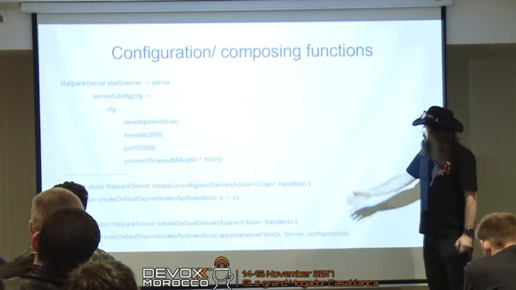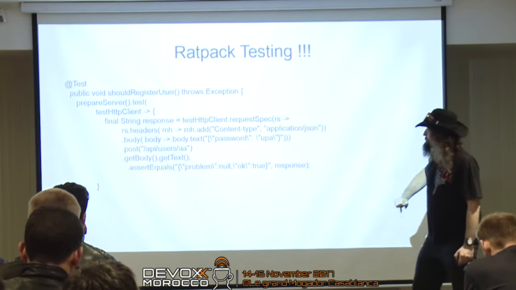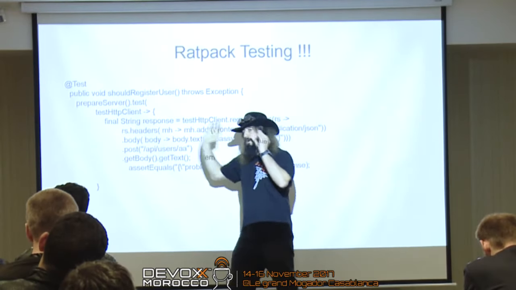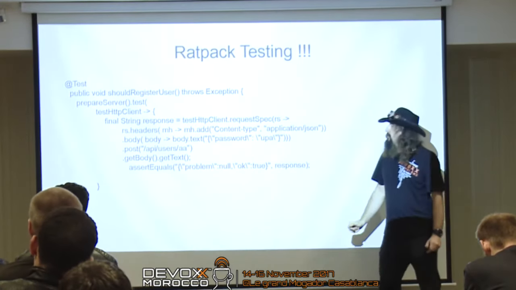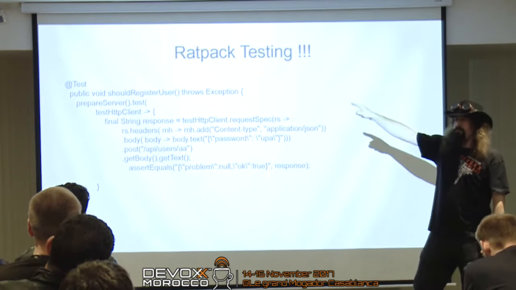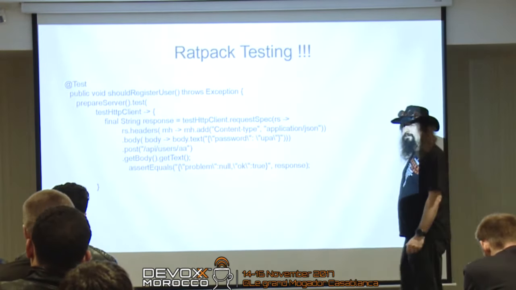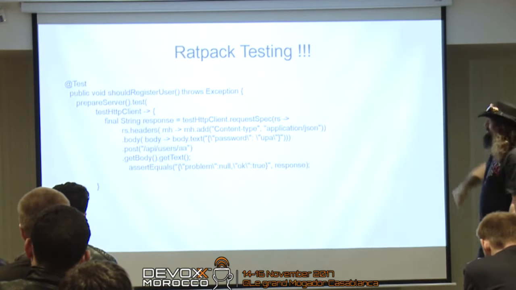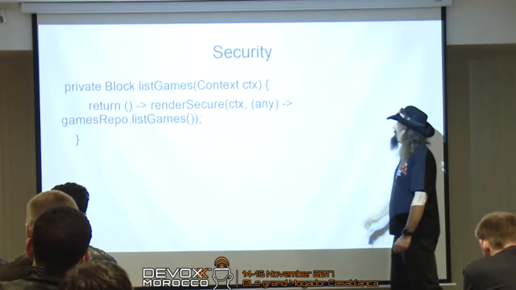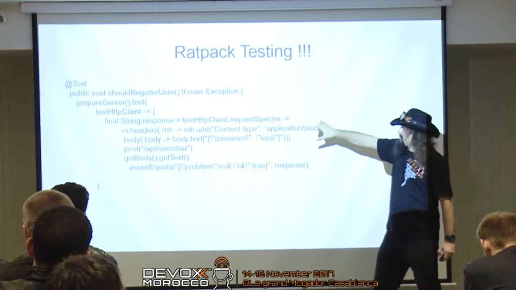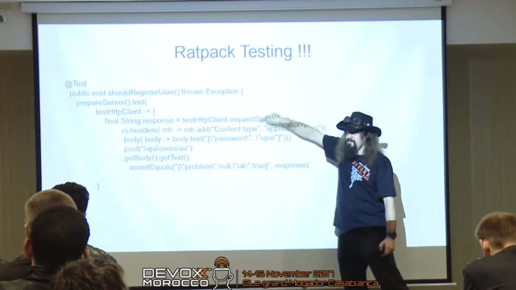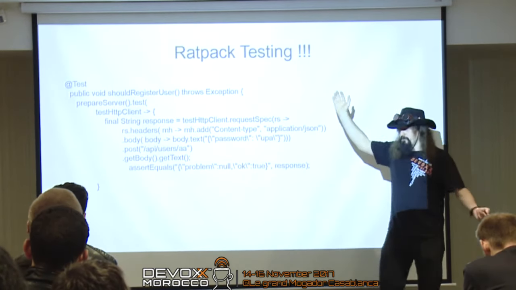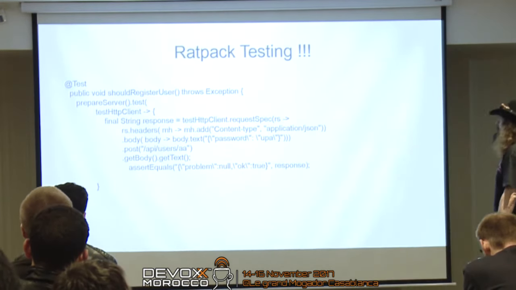Configuration is composable. Testing of Ratpack is great, right? You have this test HTTP client, and you can use a perfectly easy annotation. In my talk, I tell why this annotation is okay. There is a talk where I say which annotations are cool, which are less cool. This is for me a cool annotation. Nevertheless, testing is easy, and remember, it starts in like 15 milliseconds. So you can do that kind of black box testing like 50 per second. It's not slow at all.